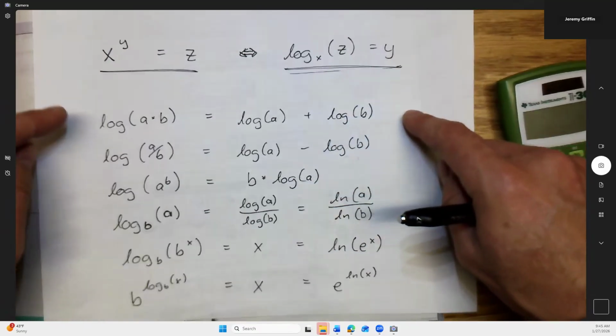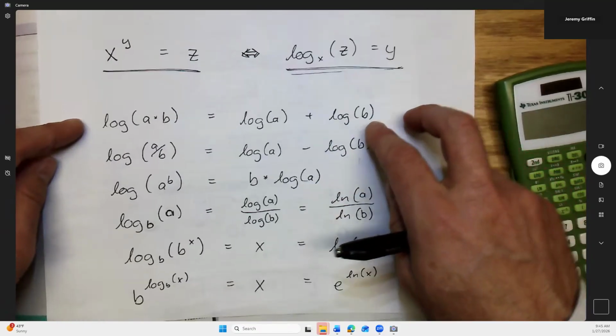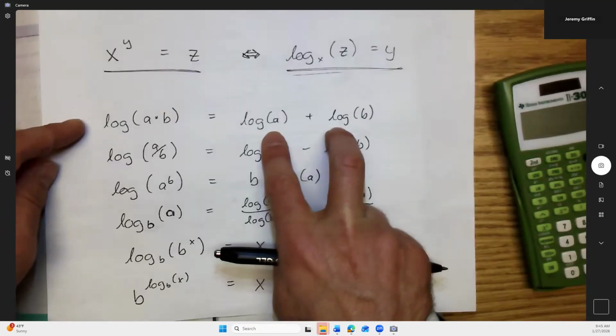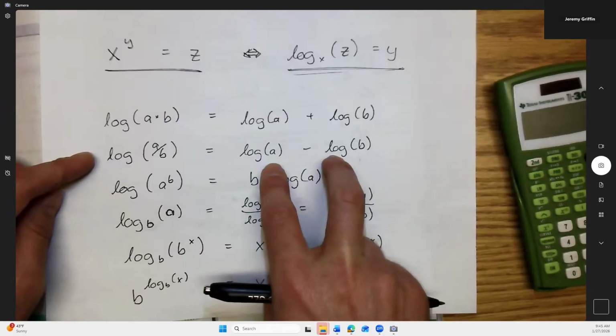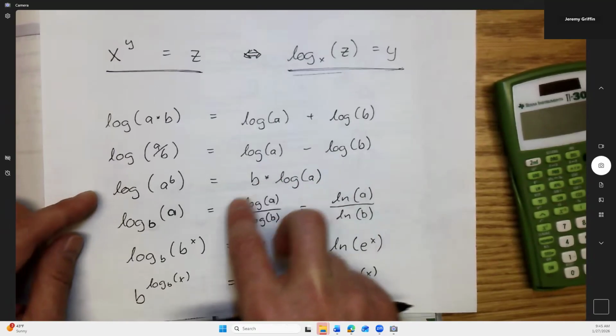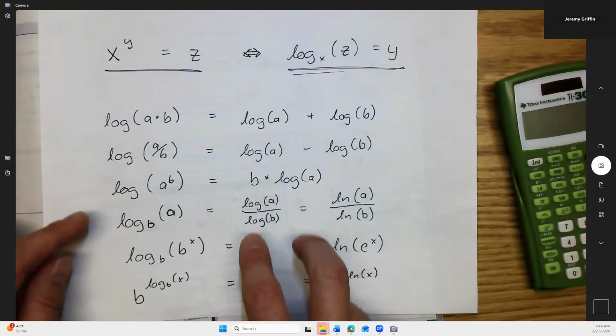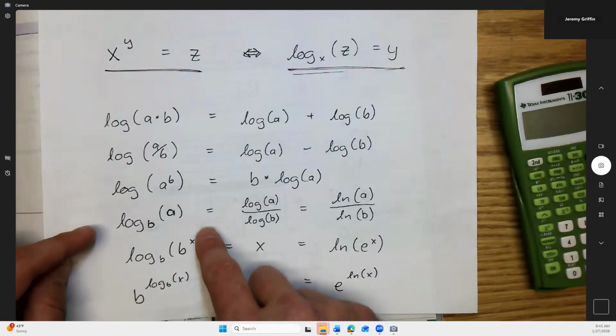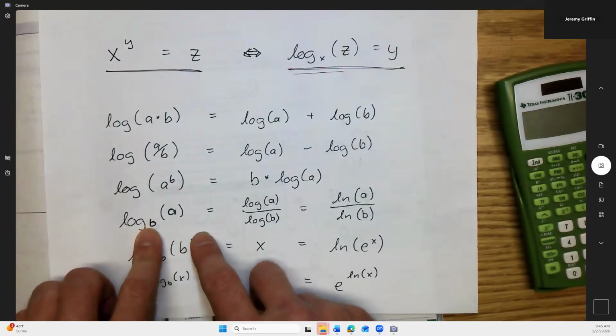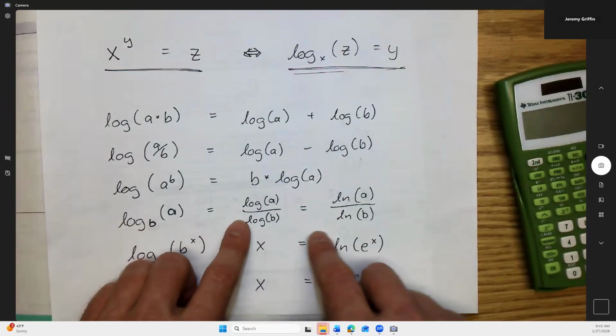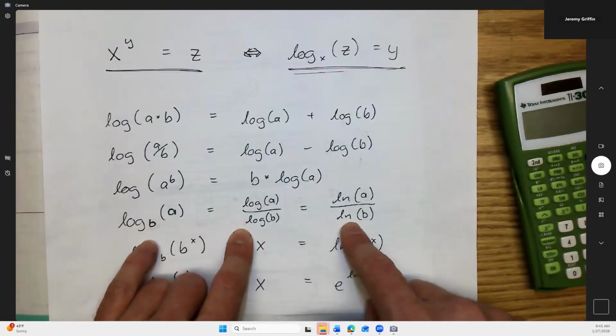If you have log of two numbers multiplied, you can rewrite that as the sum of two logs. If you have log of division, you can do subtraction of two logs. Log of a to the power of b, you can bring that b out in front and do b log a. And then the change of base formula. If you have any weird base, you can always bring that back to either base 10 or base e by dividing two logs.